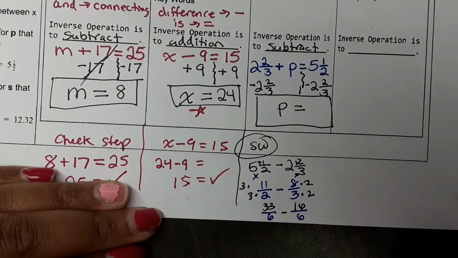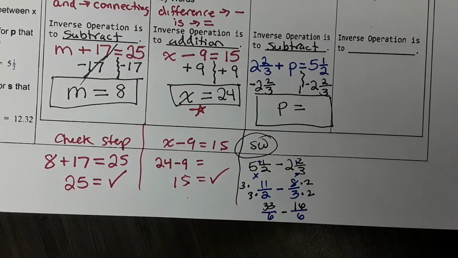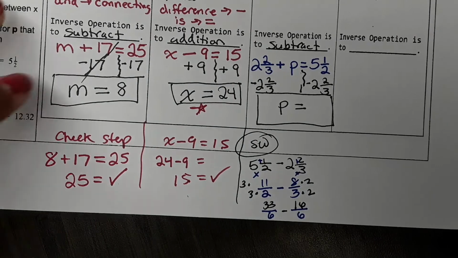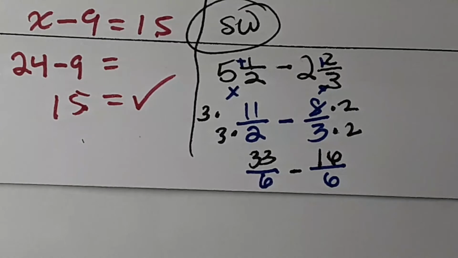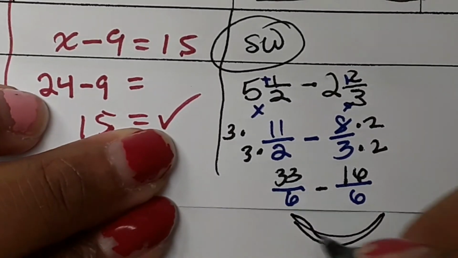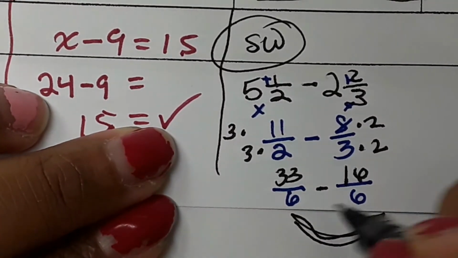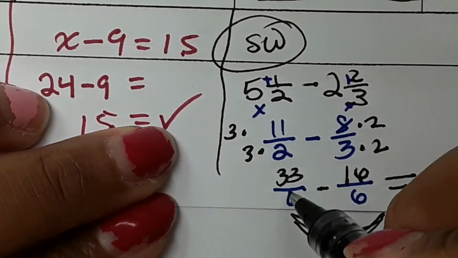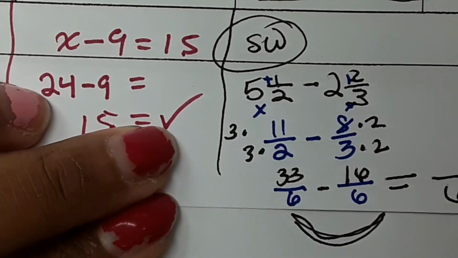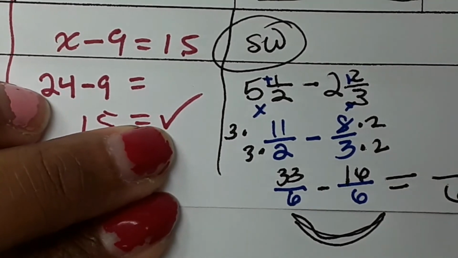So now I'm running out of space. And this is one of my favorite parts: when we're doing fractions that have the same denominator, I smile. You should smile too because they're super easy when they have the same denominator. All you have to do is keep the denominator 6 and do the math on the top. If you need to go off to the side and do it, even better.